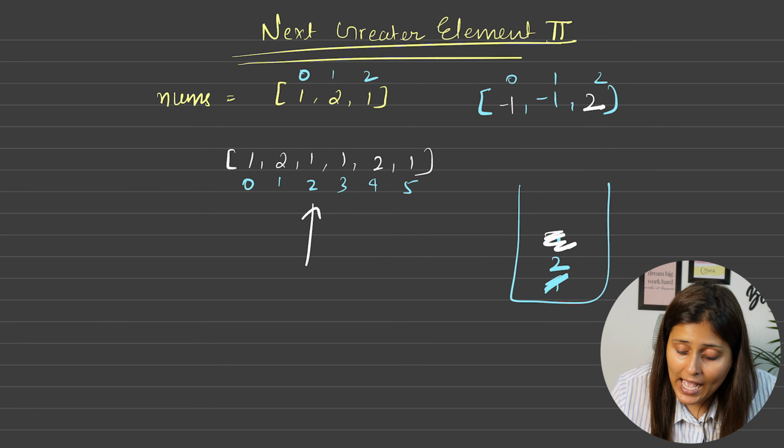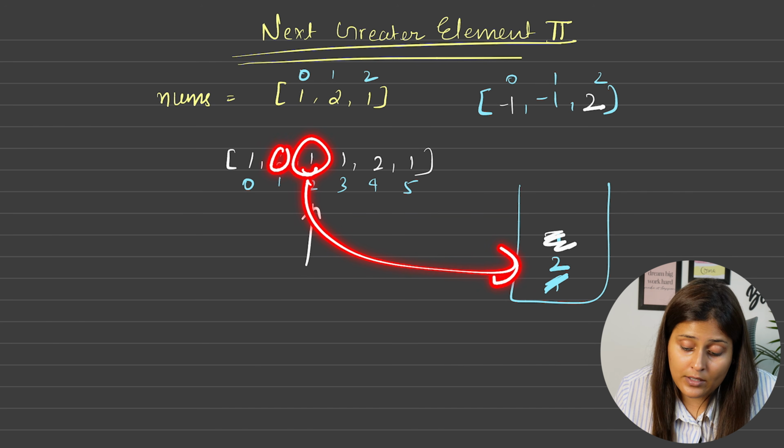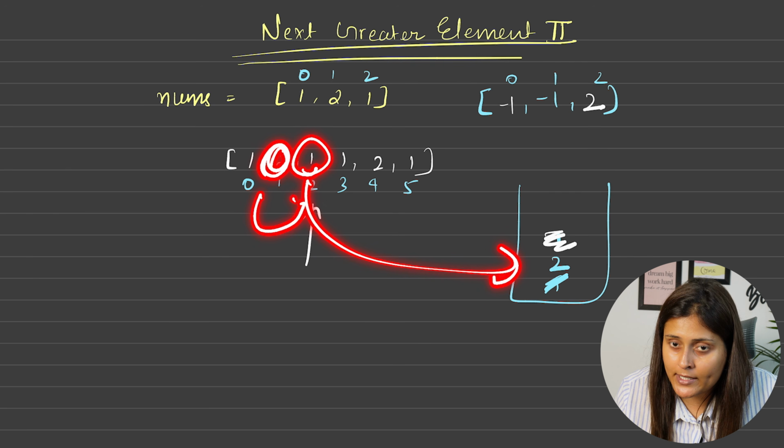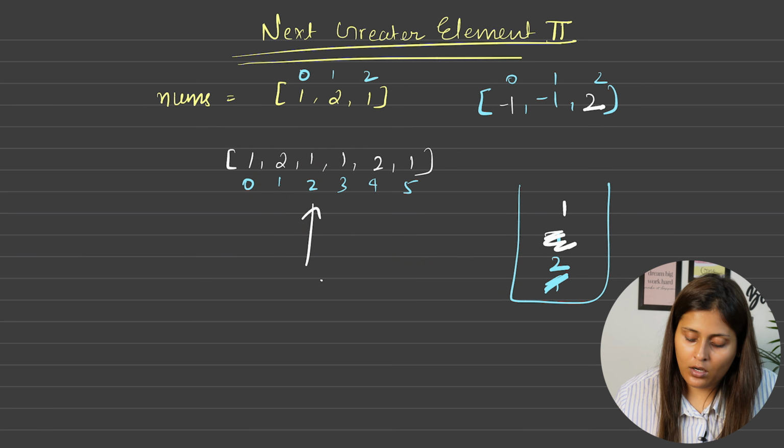Now as we know, this 1, even though it is smaller, we don't know, suppose here we have 0, then for 0, 1 will be greater instead of 2. So again we will add this 1, and now we will move behind.